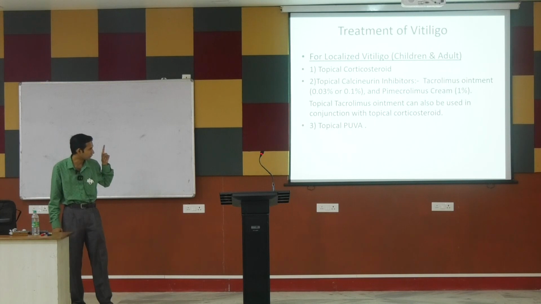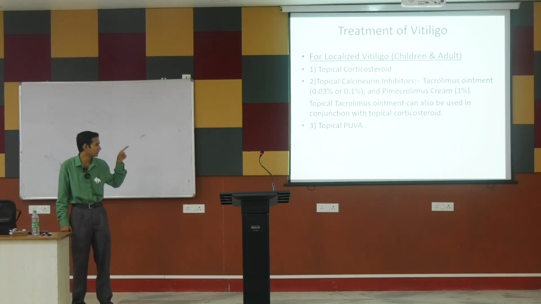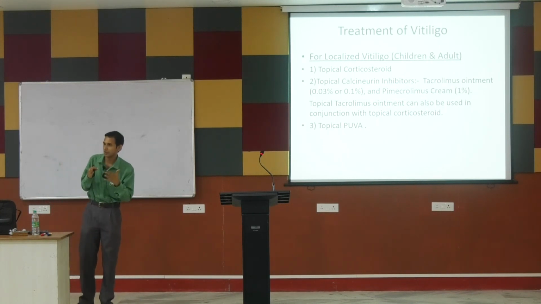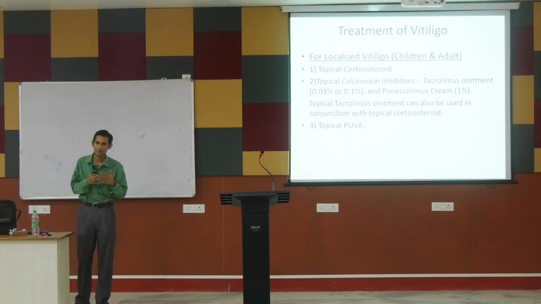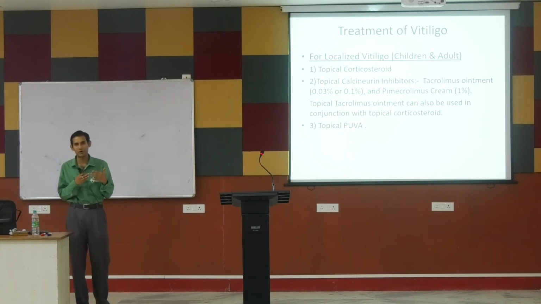So if you give topical tacrolimus ointment along with topical corticosteroid, it produces a very good synergistic effect. There will be no steroid atrophy, and you will get the benefit of both the steroid and the calcineurin inhibitor. So it produces a synergistic effect.